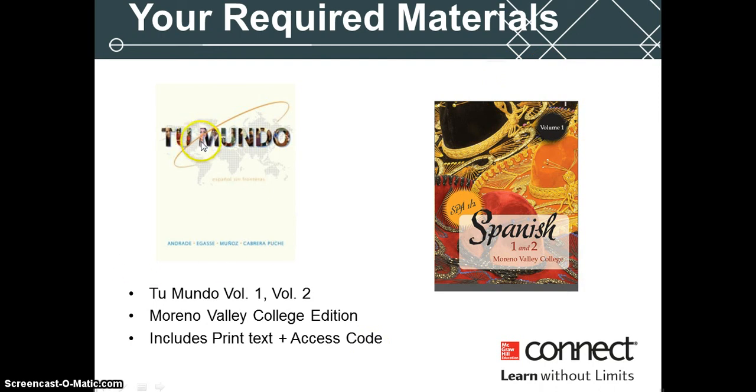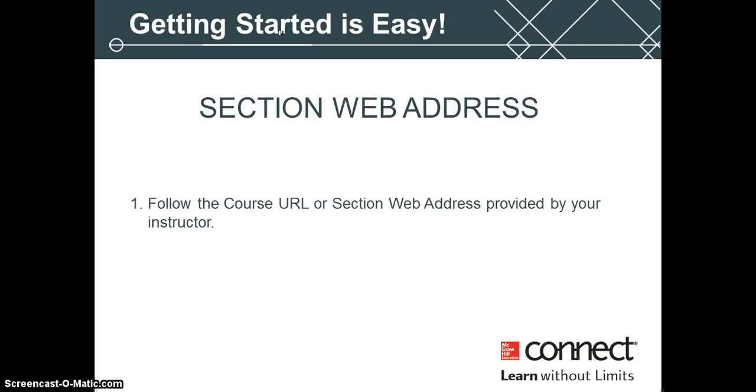Please note the image on the left and the image on the right are in fact the very same book. The image on the right, as I mentioned, contains the Connect access code, and the image on the left is what we call the national version of this book and is not guaranteed to have the access codes you need for this course. Registration is pretty straightforward.